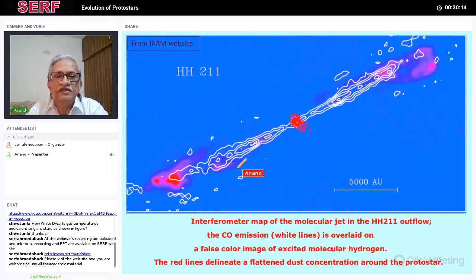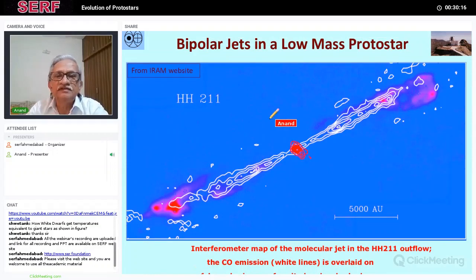Now one more example here, multi-wavelength observations. It's a bipolar jet in a low mass protostar. You can see somewhere here within this is a protostar core, and all these white contours are carbon monoxide 1.3 millimeter observations. This is a mapping, so this jet is mapped in carbon monoxide.